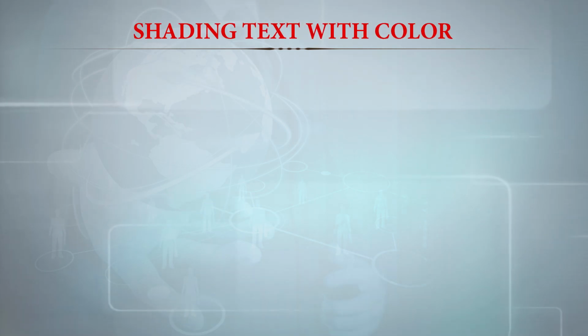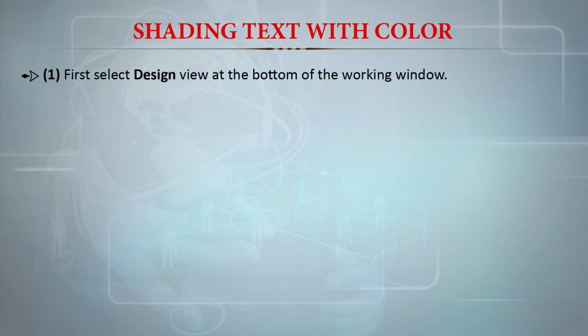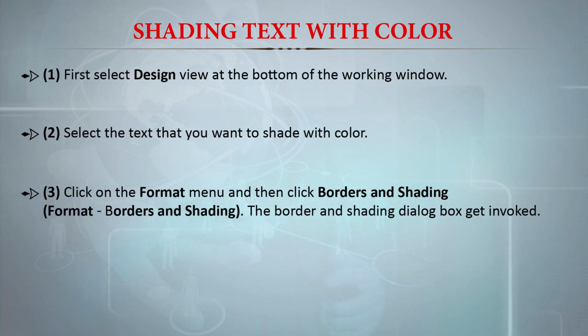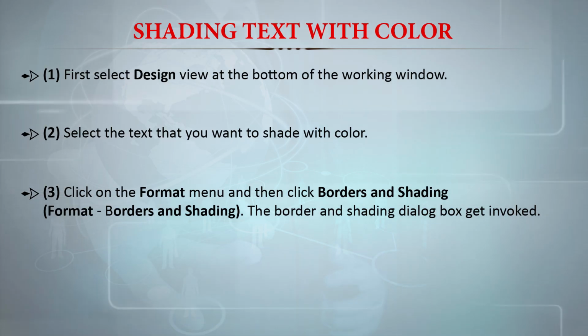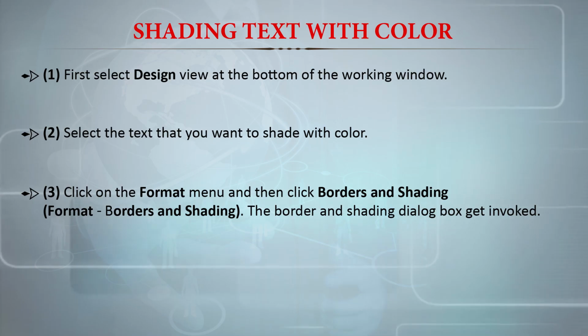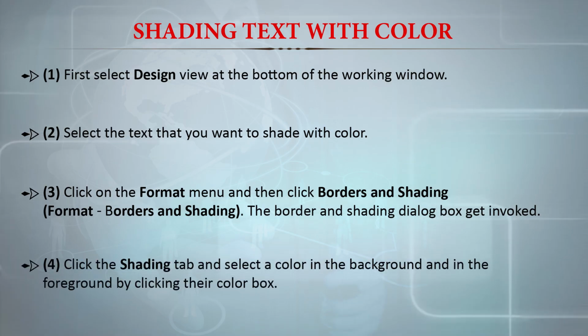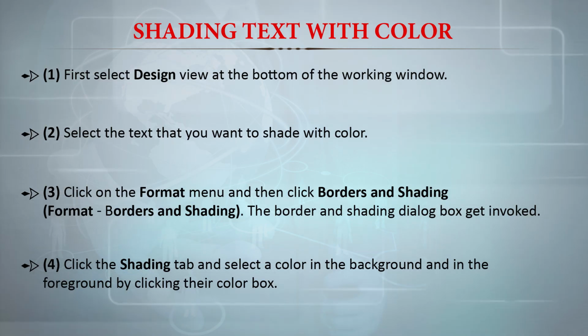So it is also possible to shade the text with color. First select the design view at the bottom of the working window, select the text that we want to shade with color, then click on the format menu and then click borders and shading. So first you select the format menu, then select the borders and shading option. The borders and shading dialog box will get invoked. Click the shading tab and select a color in the background and in the foreground by clicking their color box.